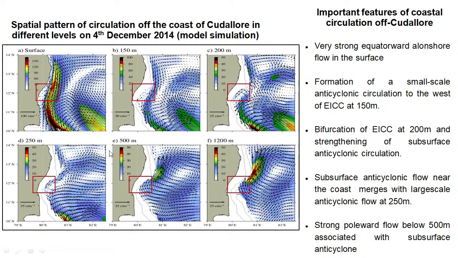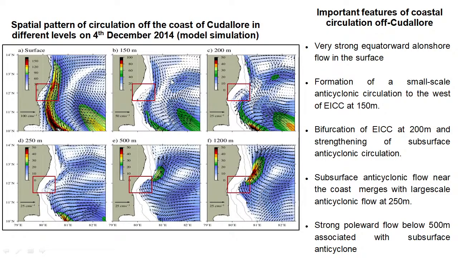But remember, these color scales are different for different depths, because as we go deep the magnitude of current comes down. So to make it easy for the eyes to follow, we have increased the color levels in the bottom levels. So this is how we looked at the currents.